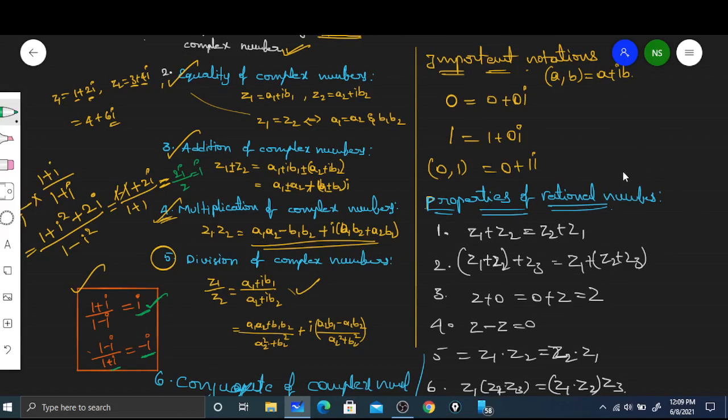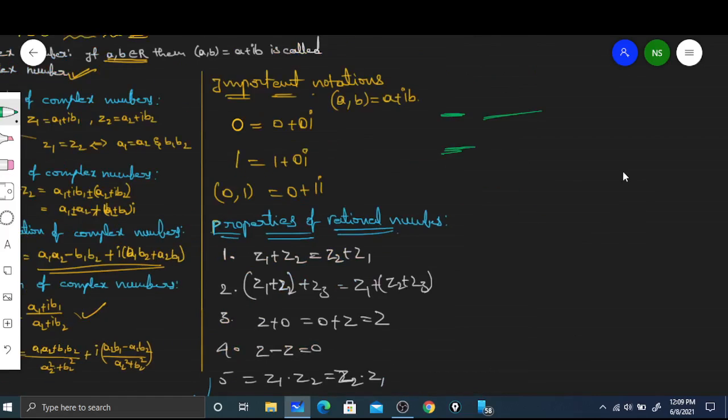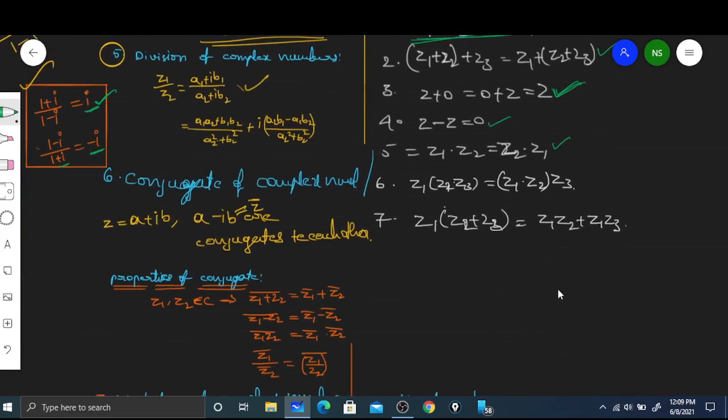And the simple notation they have given here: how can you write 0 as a complex number? 0 plus 0i. How can you write 1? 1 plus 0i. Then how can you write 0 comma 1? 0 plus 1i. This represents the imaginary part, and this is the real part. Then complex numbers are commutative under addition, associative under addition, they have an identity, and multiplication also holds. These slides they have given, you can find that.